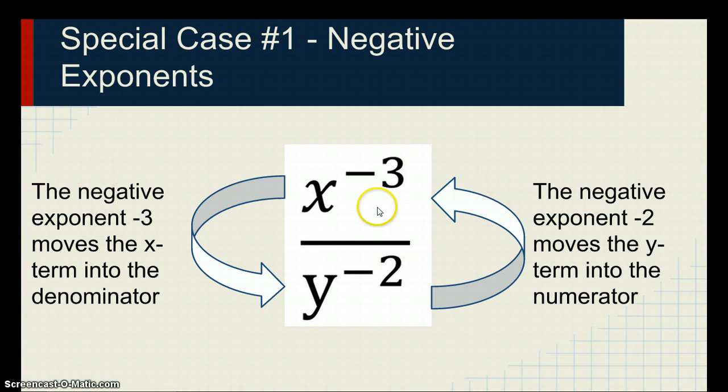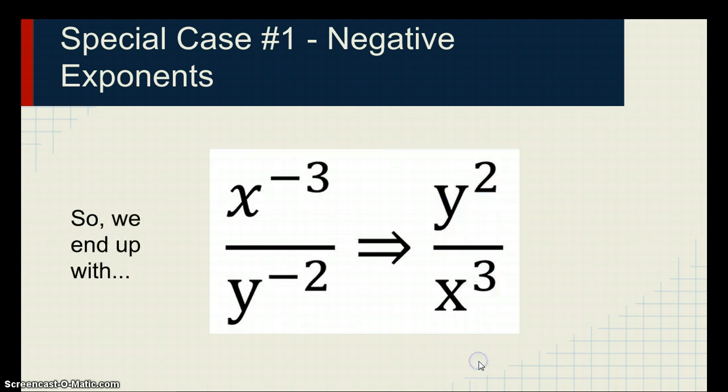One more thing with negative exponents. What if I have one on both? Well, x to the negative third goes down to the bottom. Y to the negative 2 goes up top. So you can read that there. I'll leave this up for a minute just so you can get that copied down. On the next slide, I'll show you what it looks like in the end. X to the negative third over y to the negative 2 becomes y squared over x cubed.